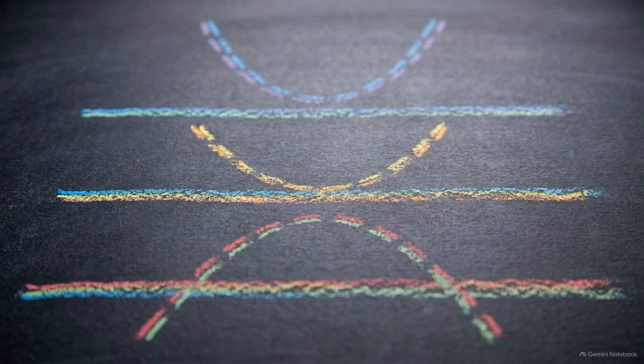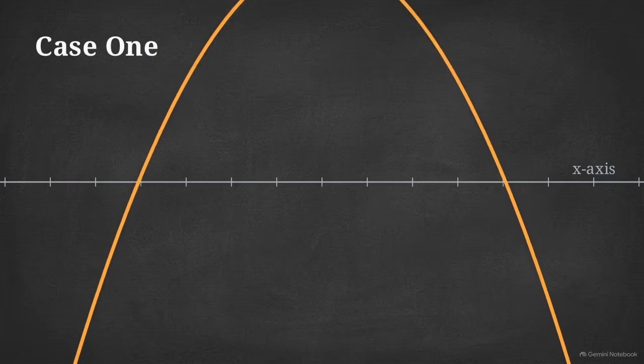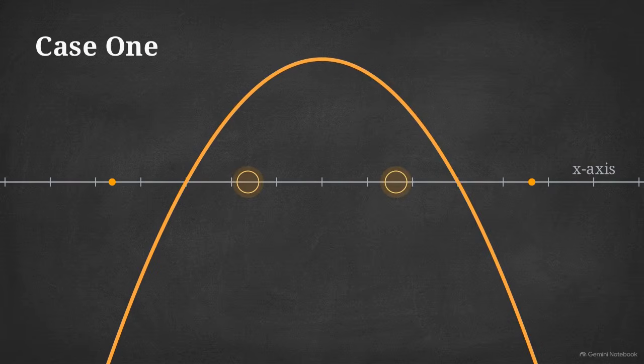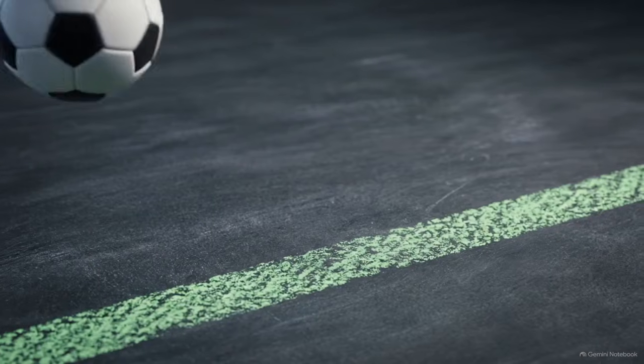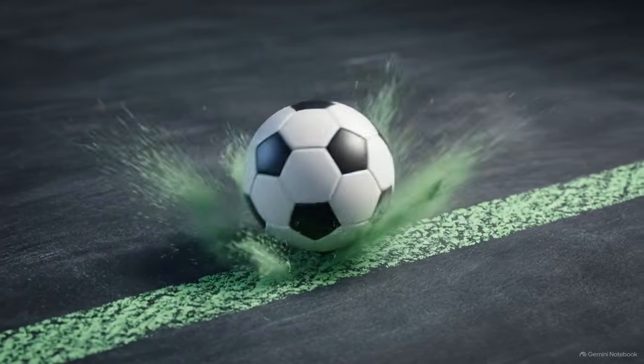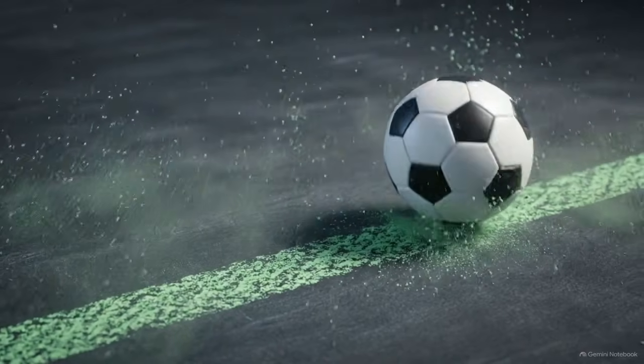Quadratics follow this rule strictly. A degree 2 parabola interacts with the ground axis in exactly 3 ways. In case 1, the parabola crosses the x-axis at 2 distinct points, creating 2 real zeros. This represents a physical projectile in motion, like a soccer ball, launching from the ground and landing further down the field.